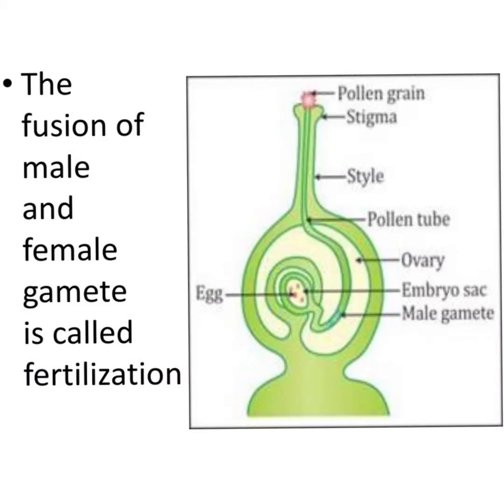The fusion of the male and the female gamete is called fertilization. How does this occur in the higher plants? The pollen grain, which contains the male gamete, falls on the stigma of the flower, and it forms the pollen tube in the style, and it reaches the ovary, and the male gamete fuses with the nuclei of the ovule and forms the embryo sac and the development of the endosperm and the seed.